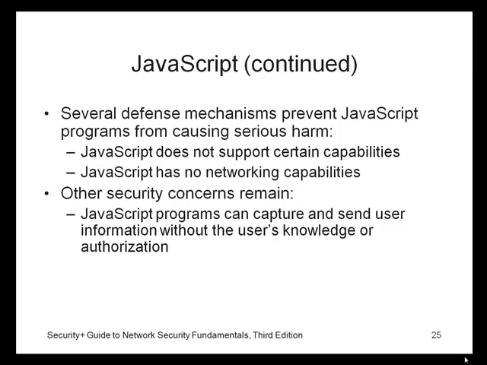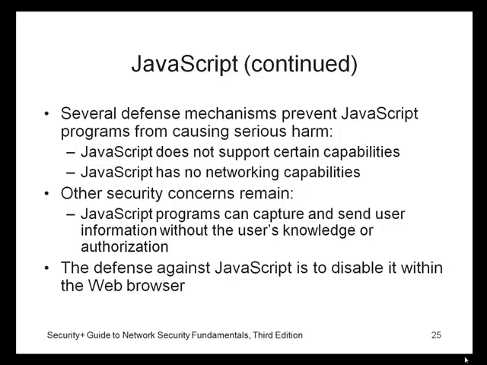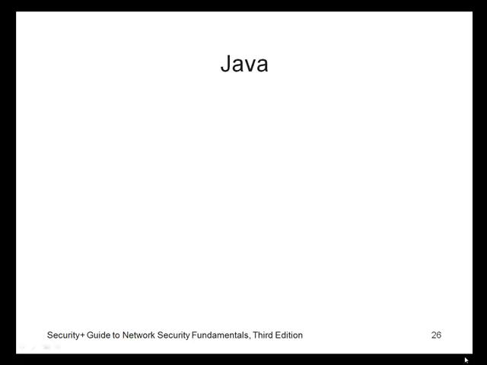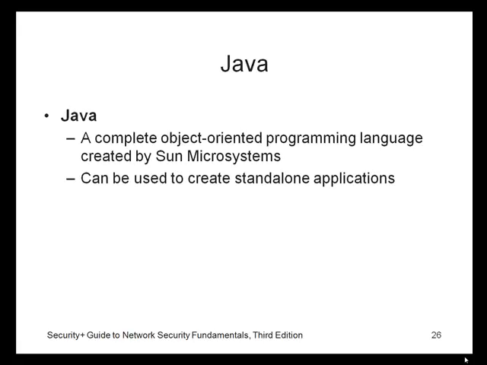JavaScript programs can capture and send user information without the user's knowledge or authorization. This is a pretty big deal. Can capture or send information out of the cookies that you may have put in, maybe other information that's on the desktop, email address lists so that you can become the spammer. To disable it within the web browser, you can disable scripting, or at least tell it to ask your permission before it executes. I think you can enable, disable, or request permission to run, so that you know that you did it to yourself that way.